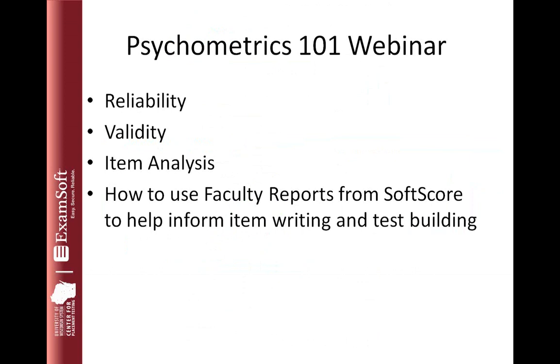So once we write an item, we put all this time into it, how can we tell if it's doing what we want it to do? And if it's not, how might we revise it to make it perform better? And then we're going to show how we can use these faculty reports from SoftScore to help inform this item writing process and how you can use it as a tool for your test building.